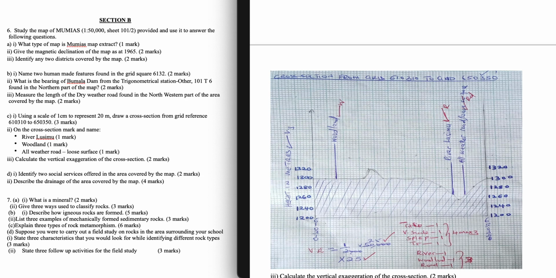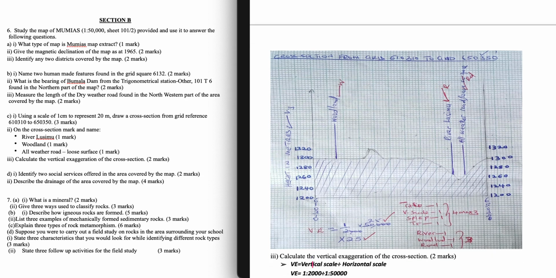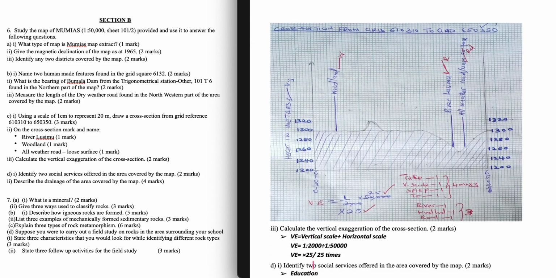Question 6C3. Calculate the vertical exaggeration of the cross-section. That's how you calculate it.